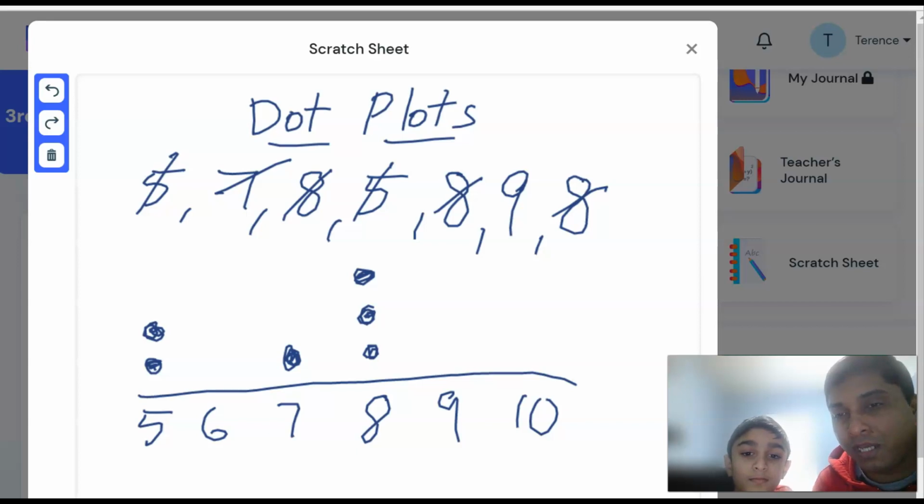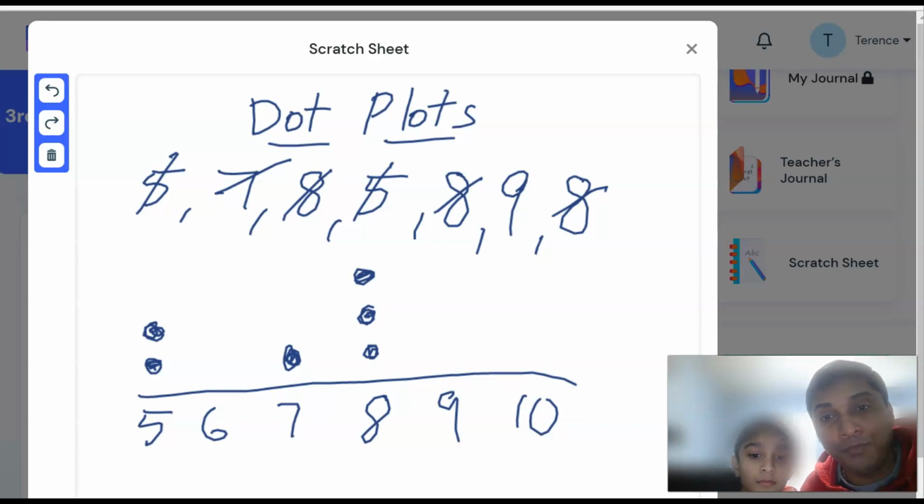Now, how many times? This was the fastest run you made, right? 9 miles per hour. But how many times did you do that?